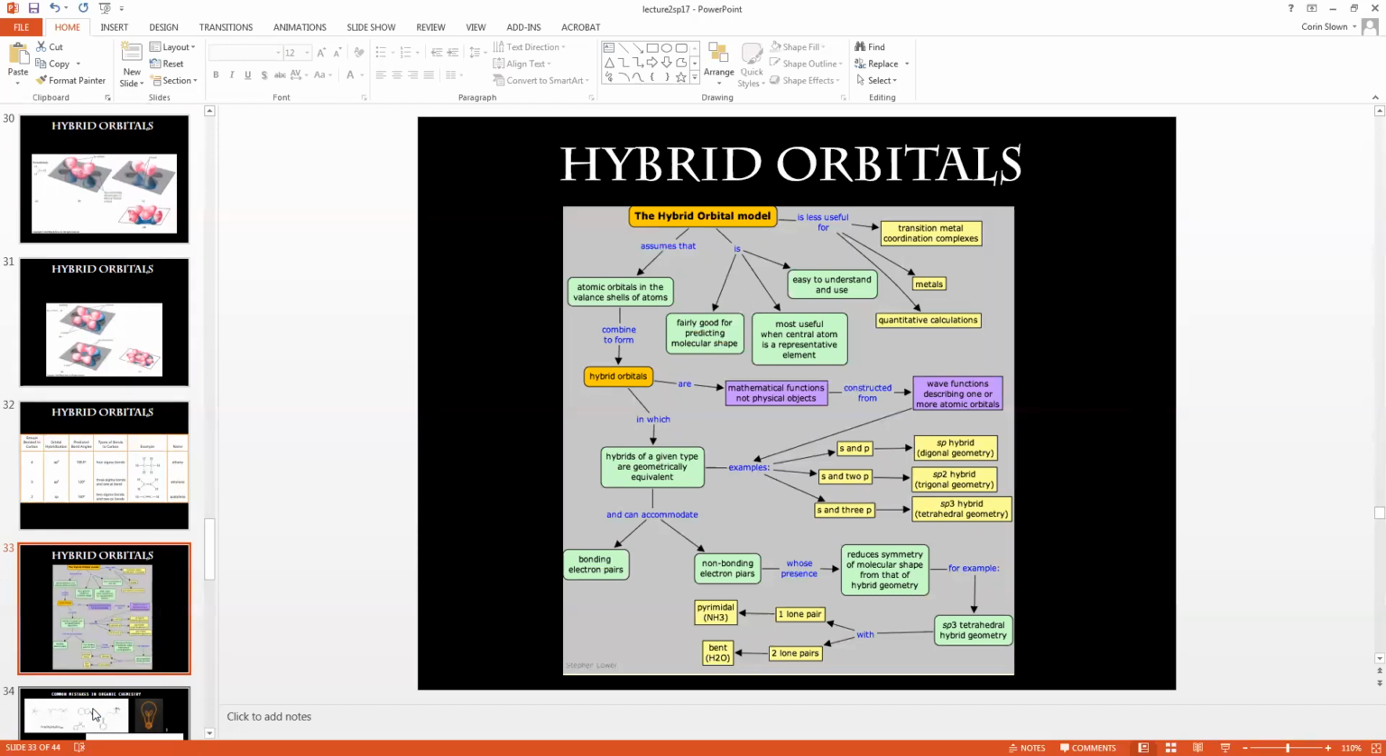We use the hybrid orbital model to help predict molecular shape. It's also most useful when the central atom is a representative element. It's less useful for things like transition metal coordination complexes, metals in general, or quantitative calculations. But we can use hybrids of a given type to determine sp, sp2, or sp3 hybrid orbitals. These are actually connected to the wave functions that describe one or more atomic orbitals. And if we want to think about molecular geometry, whenever I have lone pairs present, they're going to reduce the symmetry of molecular shape and cause it to adjust. So for example, an sp3 tetrahedral hybrid geometry with one lone pair becomes pyramidal, with two lone pairs becomes bent.